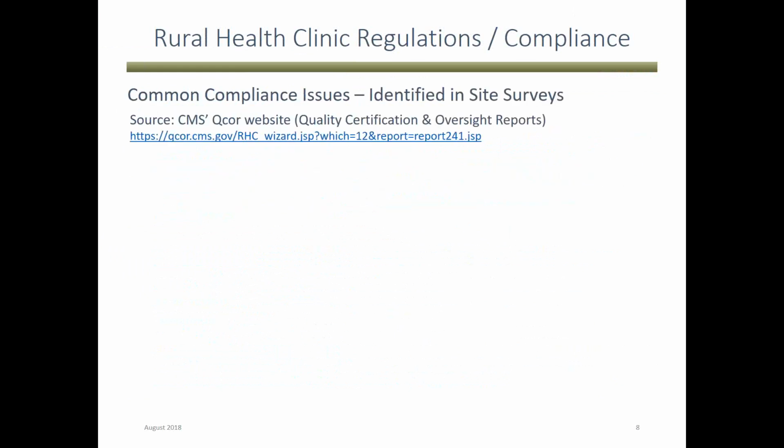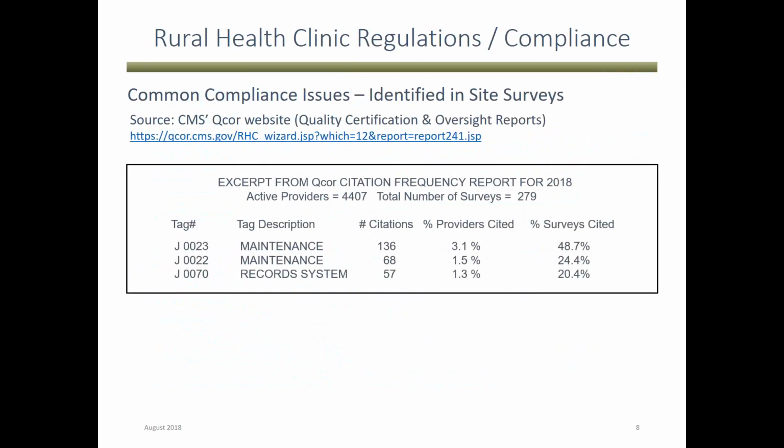Common compliance issues. These have to do with issues that are identified in the site surveys. There is a CMS website. I've given you the citation there. It's called the QCOR website, Quality Certification and Oversight Reports. And there is a plethora of information there, but specifically I wanted just to focus, in thinking about compliance, on some of the common issues. So this is an excerpt from a QCOR Citation Frequency Report for 2018, and this is the type of data that is available to anyone publicly online.